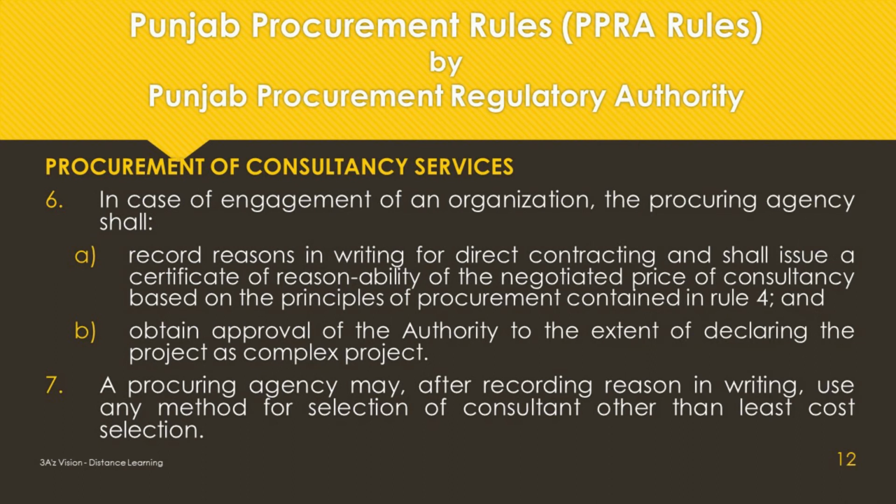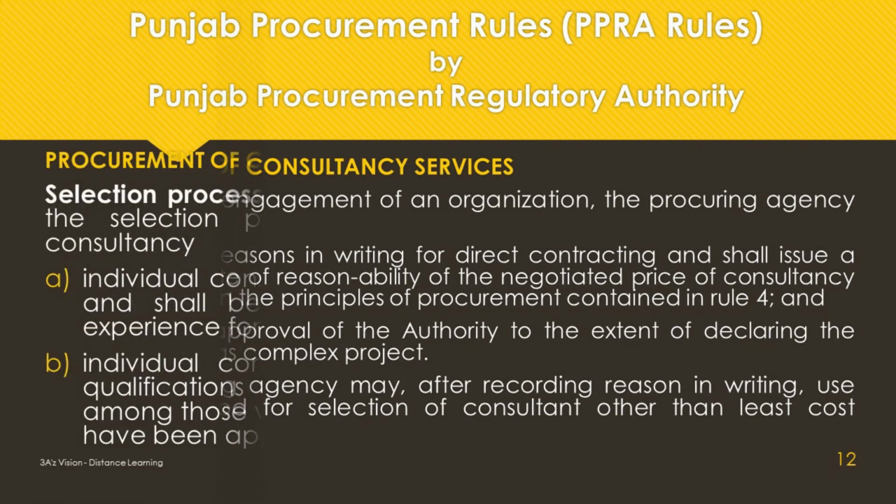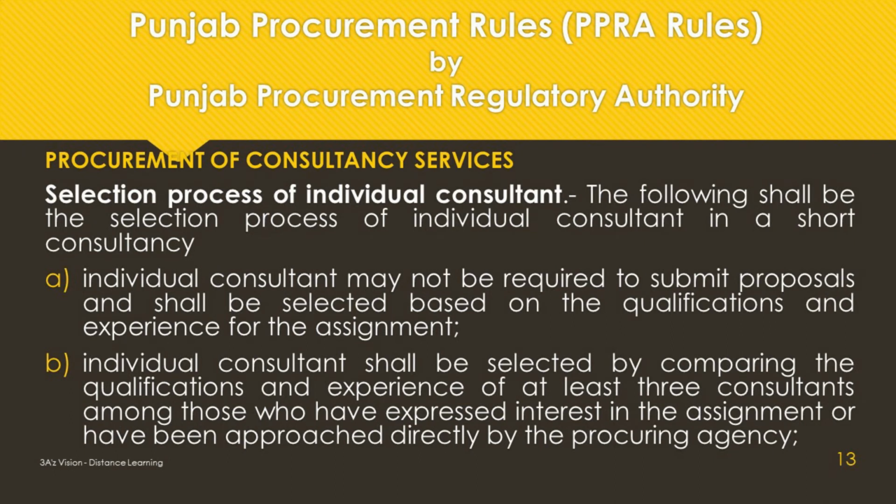In case of engagement of an organization, the procuring agency shall record reasons in writing for direct contracting, and shall issue a certificate of reasonability of the negotiated price of consultancy, based on the principles of procurement contained, and obtain approval of the authority, to the extent of declaring the project as a complex project. And a procuring agency may, after recording reasons in writing, use any method for selection of consultant, other than least cost selection.